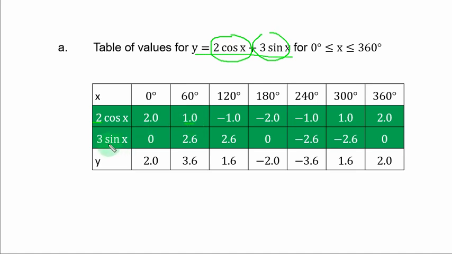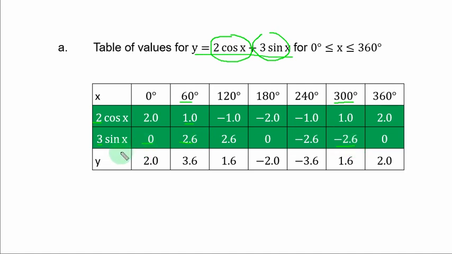Then you look for sine. When s is 0 degrees, sine 0 degrees is 0. 0 times 3, you have 0. If you check sine 60 degrees and multiply the result by 3, you have 2.6. If you check sine 300 degrees and multiply the result by 3, you have minus 2.6. We always try to maintain one decimal place.